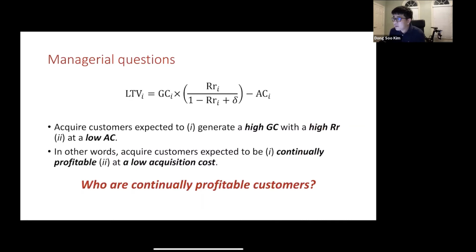From the lifetime value perspective, the marketing goal can be described as follows. The marketing goal is to acquire customers expected to generate a high gross contribution with a high retention rate at a low acquisition cost. In other words, it is to acquire customers who will be continually profitable at a low acquisition cost. To achieve the goal, we must answer this question. So, who are the continually profitable customers? This question is the main topic of this lecture.